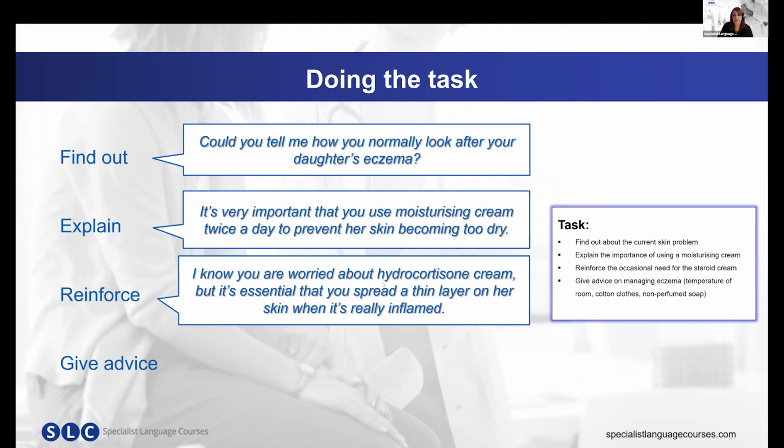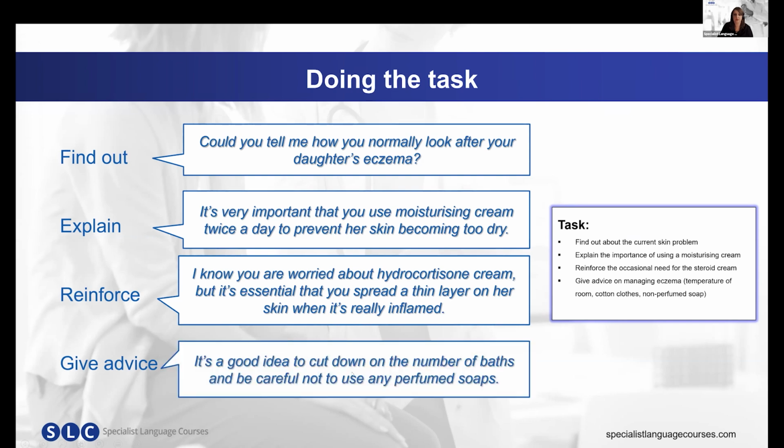So here we can see that the mother has expressed that she's a bit anxious. So you should always make sure that you acknowledge that the patient is perhaps a bit worried and acknowledge that you've understood. So I know you are worried about hydrocortisone cream, but it's essential that you spread a thin layer on her skin when it's really inflamed. And then we have giving advice. So it's a good idea to cut down on the number of baths and to be careful not to use any perfumed soap.